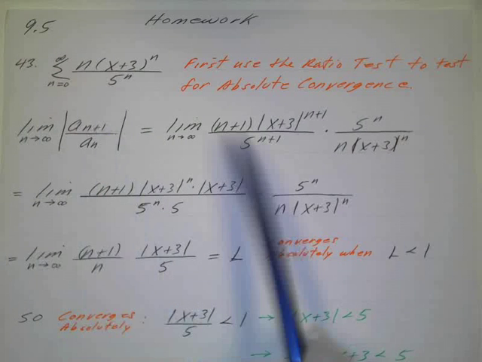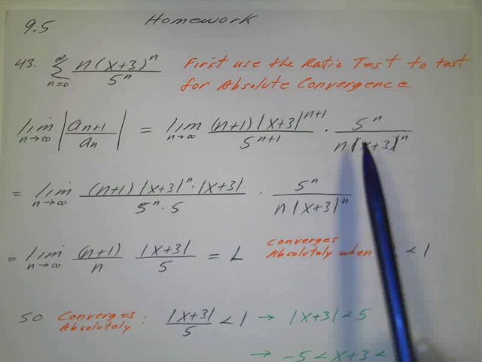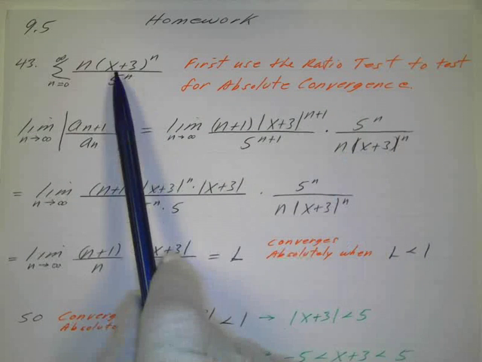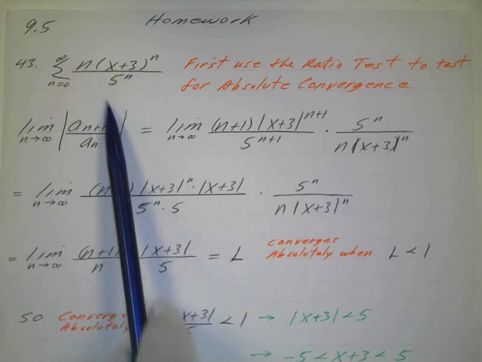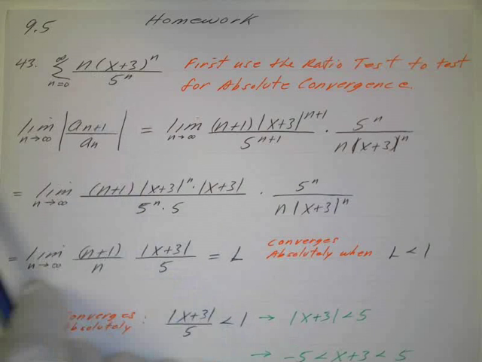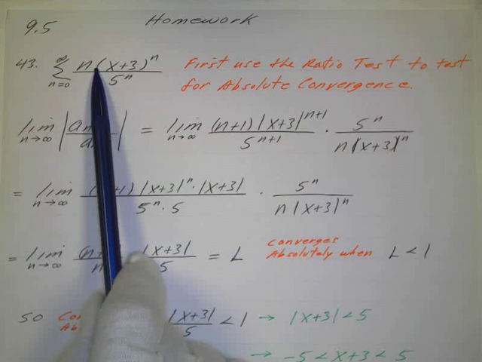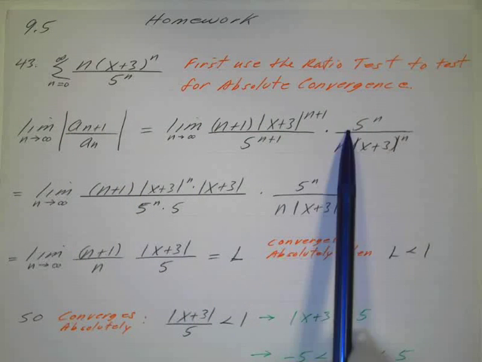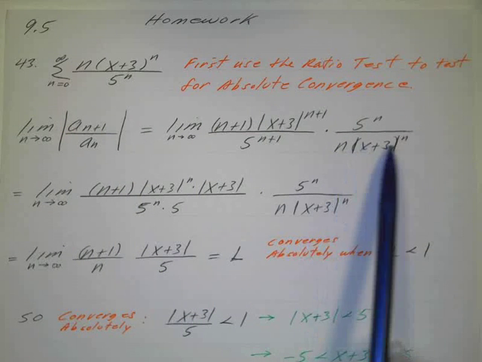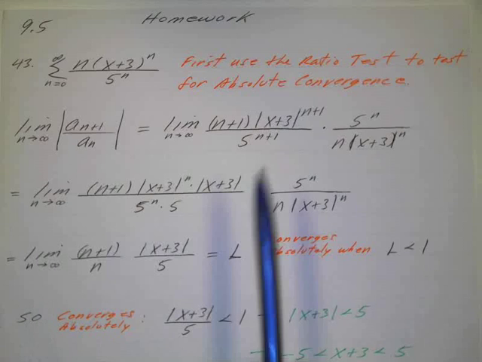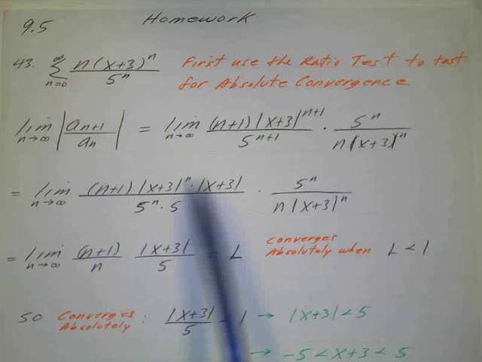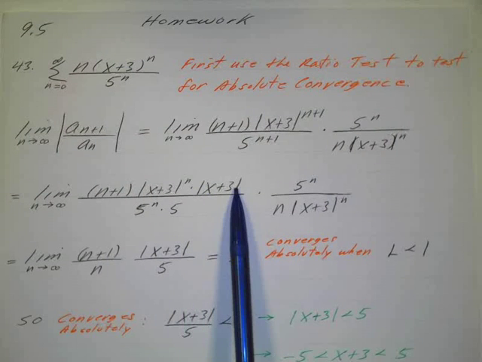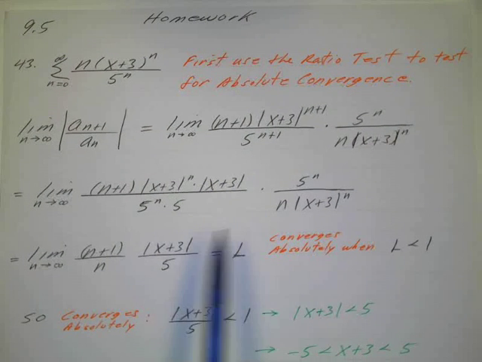This is the a sub n plus 1 times 5 to the n over n times the absolute value. So this is just going to be inverting this, and we're taking the absolute value of just the x terms because the n's are always positive. All right, so we're just going to invert this. So this is 5 to the n over n, and that's the absolute value of (x plus 3) to the n. And then I can break this up, so I have n plus 1, and this is going to be the absolute value of (x plus 3) to the n, times the absolute value of (x plus 3) to the first, that's your n plus 1.